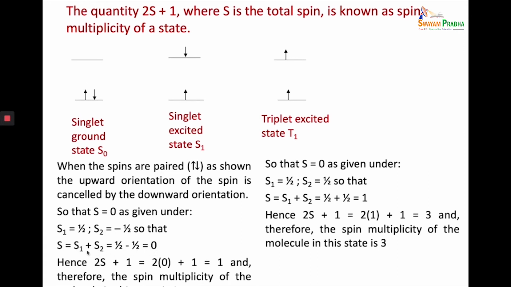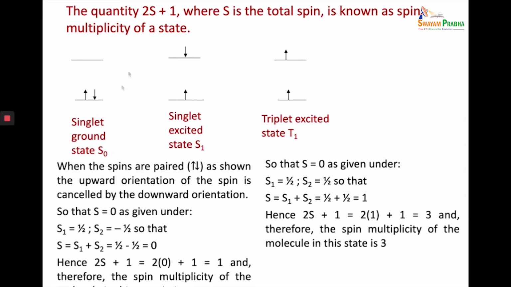How does it come out to be? S is equal to S1 plus S2. S1 here is plus 1 by 2 and S2 is equal to minus 1 by 2. So S is equal to 0. Therefore, the spin multiplicity 2s plus 1 will work out to be 2 into 0 plus 1, that is equal to 1. And the spin multiplicity of the molecule in this state is 1. This is called the singlet ground state and is represented as S0.